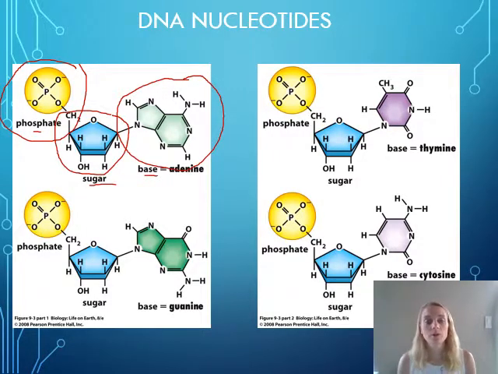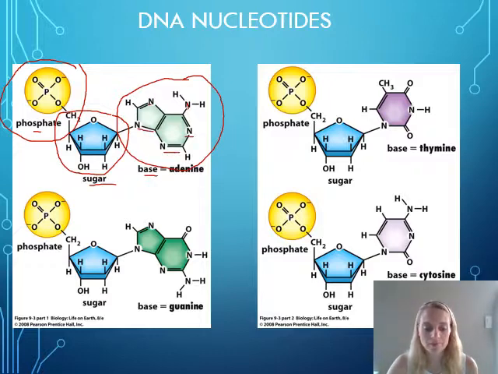Now the sugar and phosphate don't change. That's going to be the same between all of the nucleotides. But what does change is the structure of the nitrogenous base. And it's called nitrogenous because it contains nitrogen. So if you'll notice, look at just the different options for the bases. So here's our nitrogen, nitrogen, nitrogen, nitrogen containing bases.